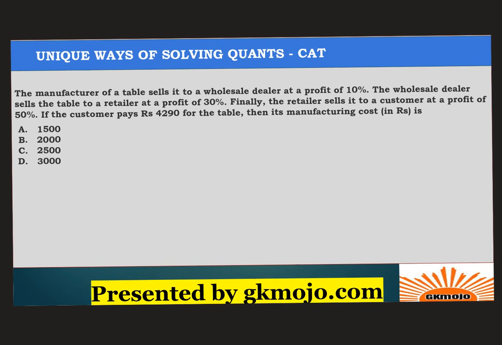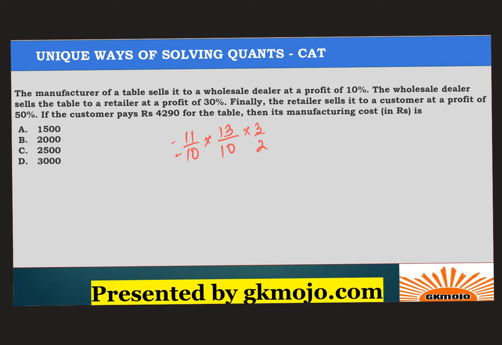The manufacturer of a table sells it to a wholesaler dealer at 10% profit. 10% profit basically means 11 by 10. On every 10 rupees, 1 rupee profit is made. The wholesaler sells the table to a retailer at a profit of 30%, so that is 130 on 100, or 13 by 10. And finally the retailer sells it to a customer at a profit of 50%. 50% means 15 by 10, or you can write it as 3 by 2.